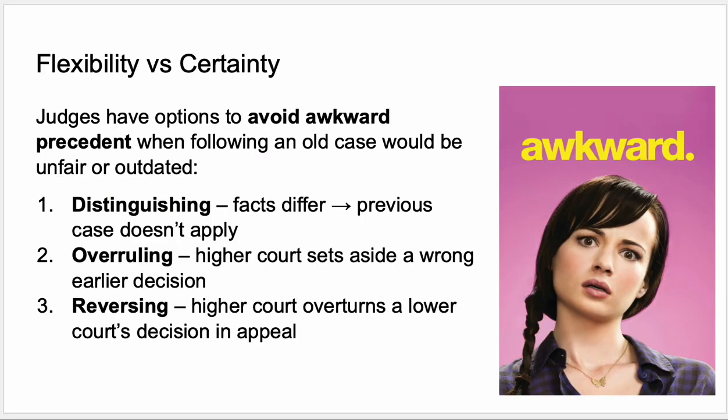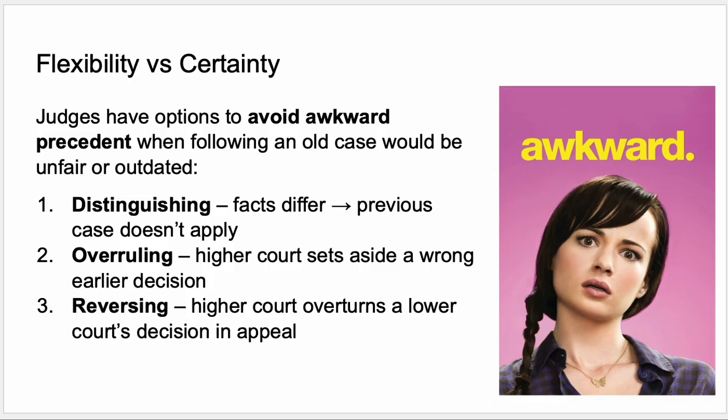So let's move on to flexibility. We've been talking a lot about how judges need to follow precedent because it makes sure it's consistent and fair and predictable. But of course, what if that precedent is an older case maybe, and if we followed that older case, it might lead to an unfair or maybe even outdated outcome? And that would be what we would call an awkward precedent.